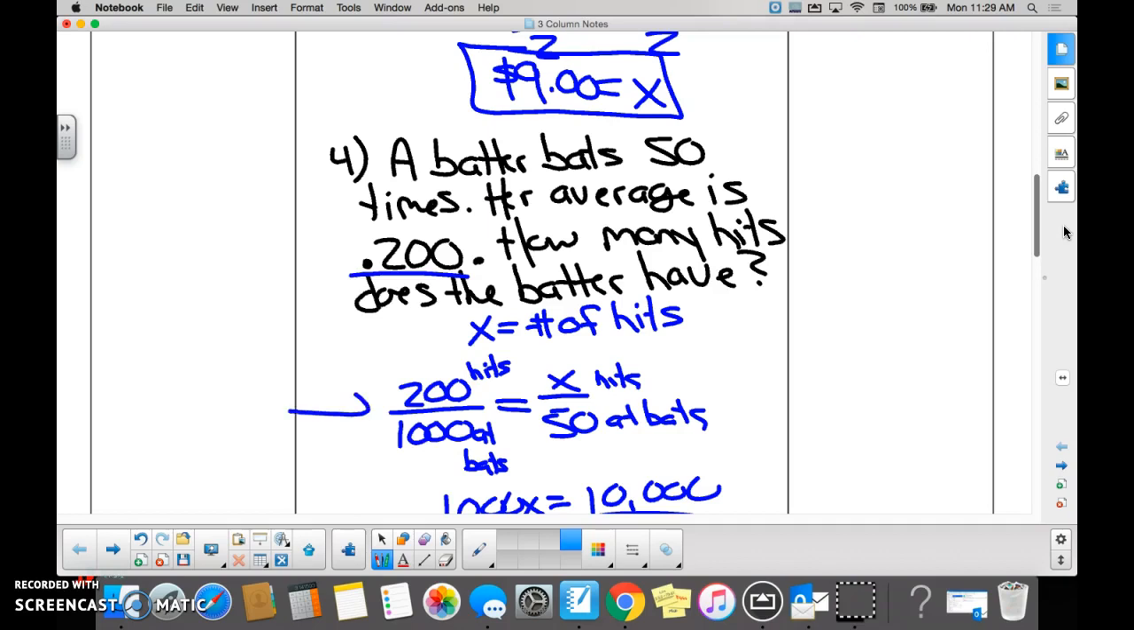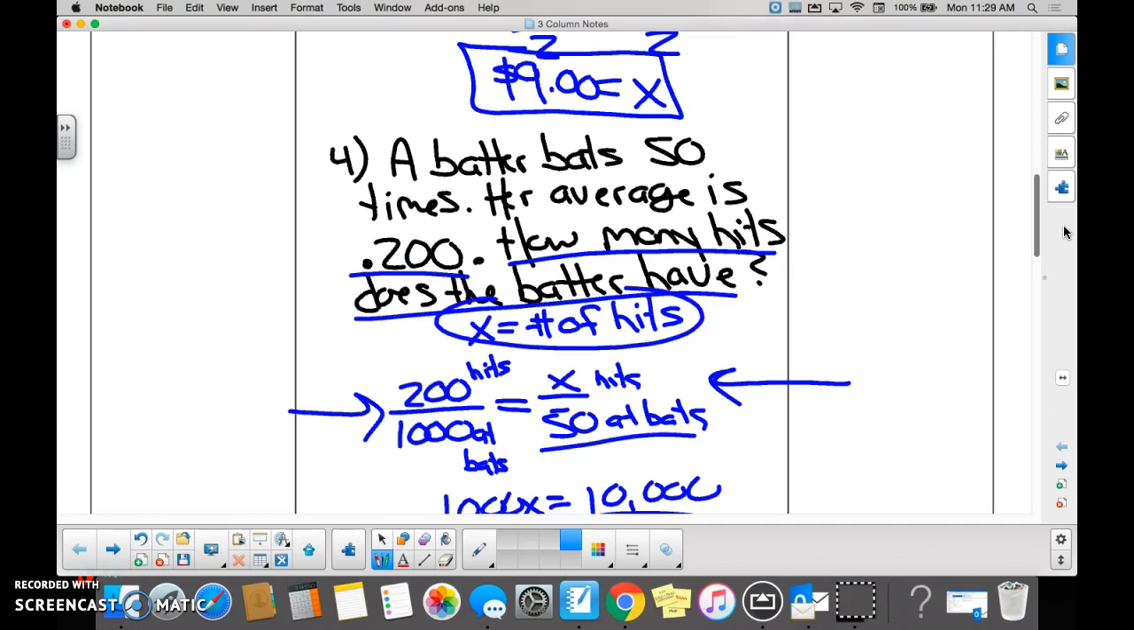Well, there's one part of my proportion already, 200 hits over 1,000 at-bats, because we're talking about her average, which would be hits per at-bat. And we set that equal to our second ratio, which would be how many hits, which is also our question, how many hits does the batter have? That's our variable, x, number of hits. We know that she batted 50 times.